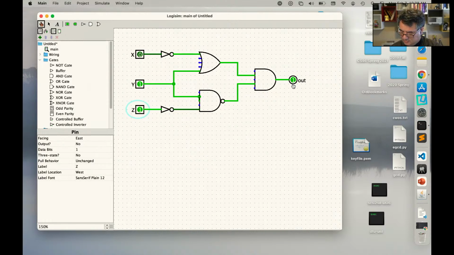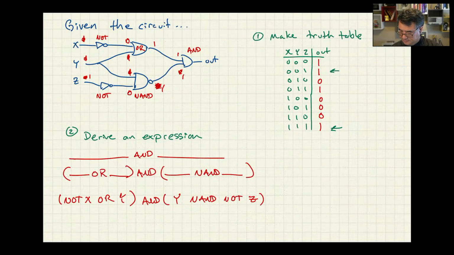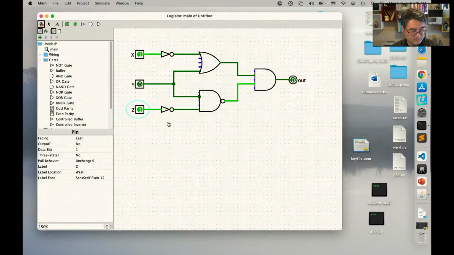That's good. The 5th row is 1, 0, 0. We get a 0. So 1, 0, 0 produces a 0. 1, 0, 1 also produces a 0. 1, 1, 0 produces a 0. That matches. And then 1, 1, 1 produces a 1, and that matches.